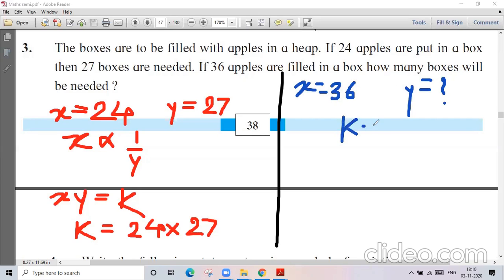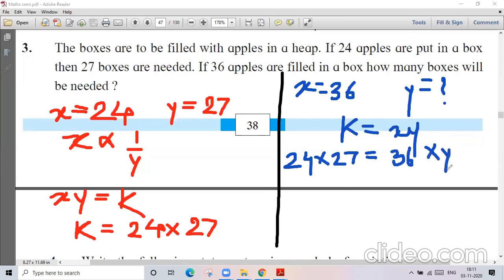k is equal to x into y. k ची व्हॅल्यू ऑलरेडी किती तुम्हाला 24 into 27. हे मल्टिप्लाय केलं तरी चालतं, नाही केलं चालतं, पण मला वाटत नाही गरज आहे, बिकॉज वी आर नॉट रिक्वायर्ड. k विचारलंच नाही आपण इथे. x किती तुम्हाला 36. We have to find out y. So 36 तिकडे घेऊन जा.